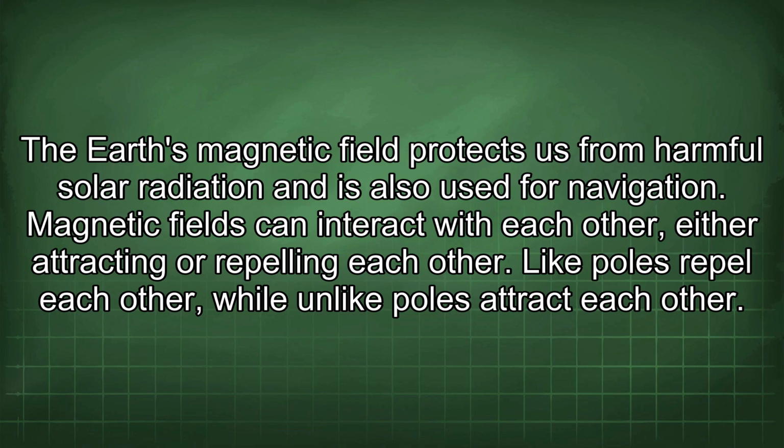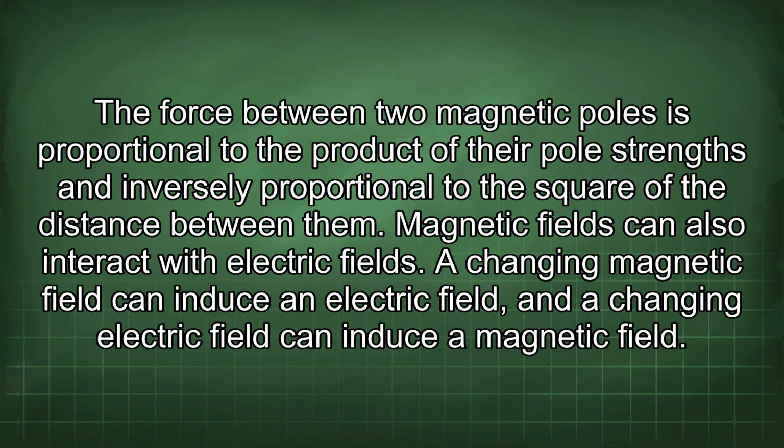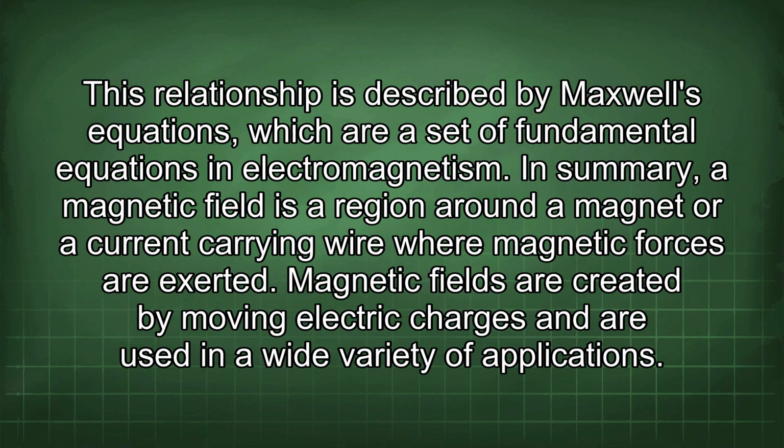Magnetic fields can interact with each other, either attracting or repelling each other. Like poles repel each other, while unlike poles attract each other. The force between two magnetic poles is proportional to the product of their pole strengths and inversely proportional to the square of the distance between them. Magnetic fields can also interact with electric fields. A changing magnetic field can induce an electric field, and a changing electric field can induce a magnetic field. This relationship is described by Maxwell's equations, which are a set of fundamental equations in electromagnetism.